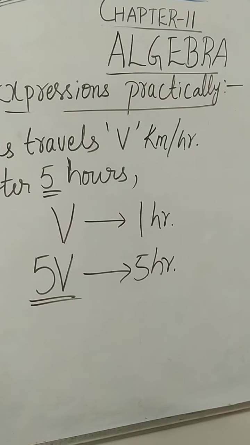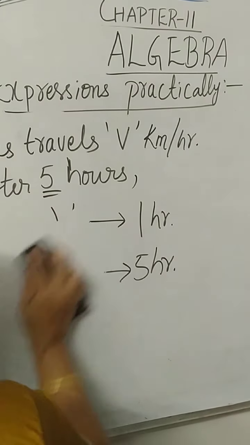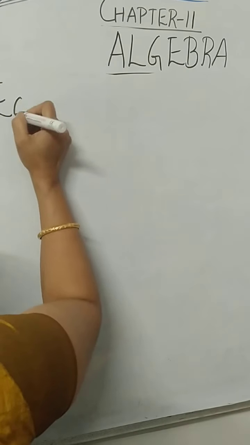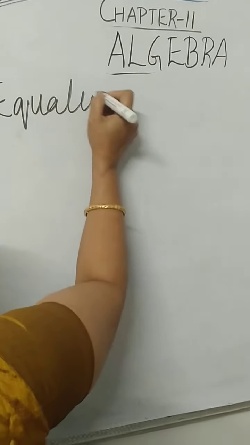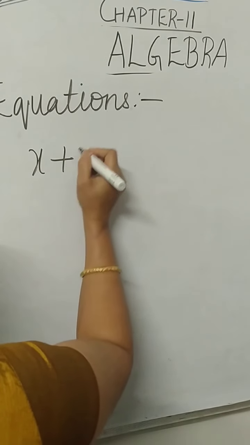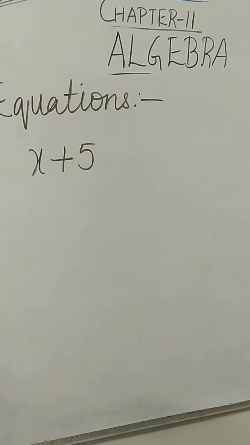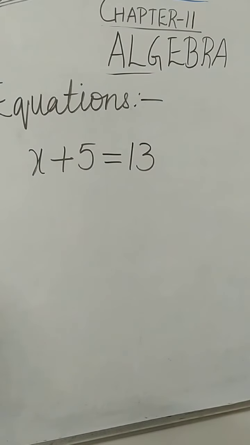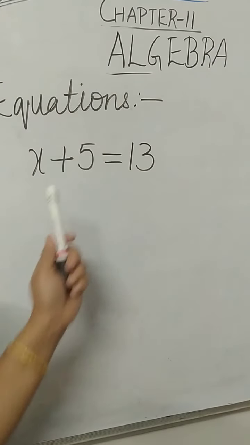Okay. Now let us move on to the next topic, that is equations. What do you mean by equations? Let us see. As I told you before, if you have an expression like x plus 5, this is an expression. If you have equal to 13, x plus 5 is equal to 13, if it is given like this, it is called an equation.